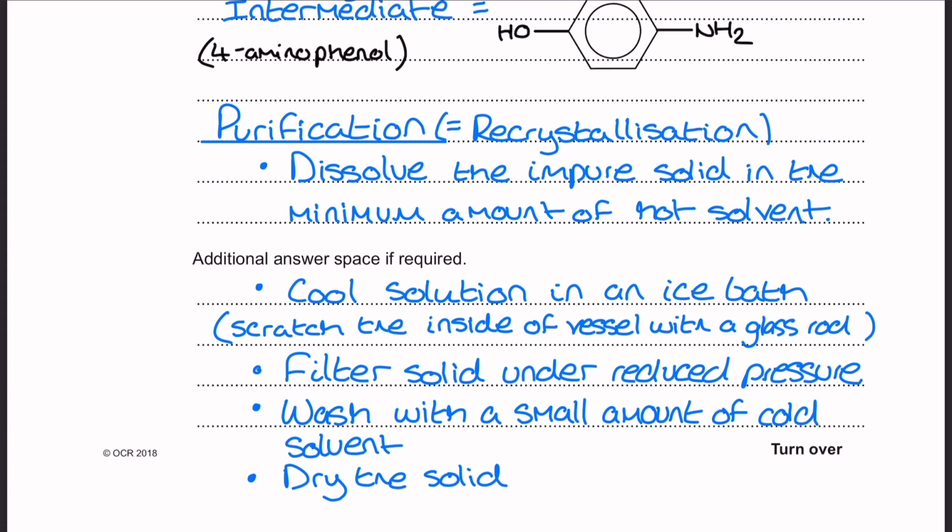So that could be in an oven, or air dry it, or leave it to dry over the course of a week, perhaps in a fume hood. What's notable here, if you're looking for a bit of an extension to this, is they have asked you in a previous year to draw and label the apparatus for this filtration under reduced pressure using the Buchner funnel and the Buchner flask. So maybe have a go at drawing that if you want to take this answer one step further.